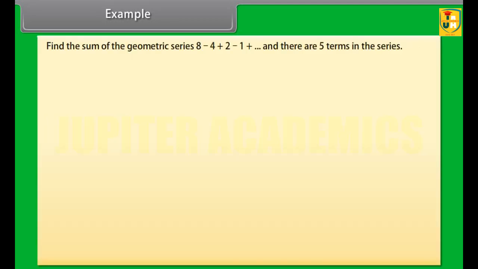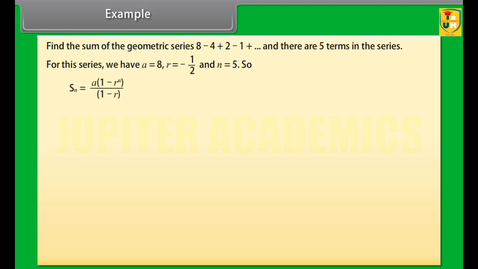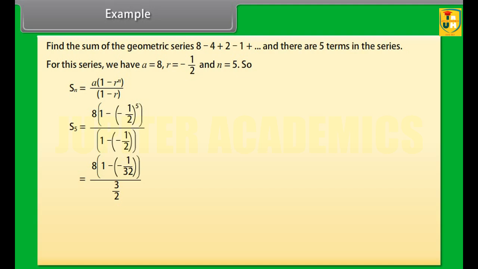Example: find the sum of the geometric series 8 minus 4 plus 2 minus 1 plus and so on, and there are 5 terms in the series. For this series, we have a is equal to 8, r is equal to minus 1 by 2, and n is equal to 5. So, Sn is equal to a into (1 minus r raised to the power n) divided by (1 minus r). By substitution and calculation of the values, we get 11 by 2.